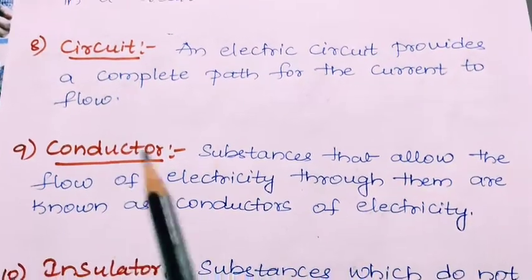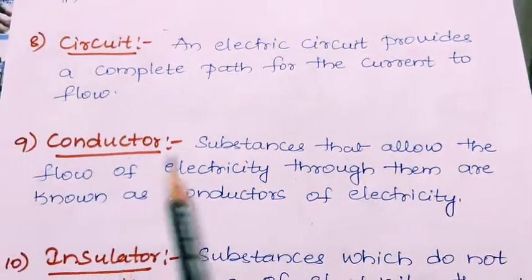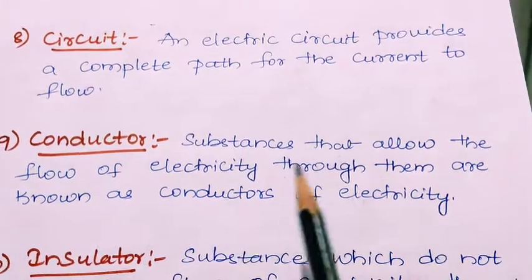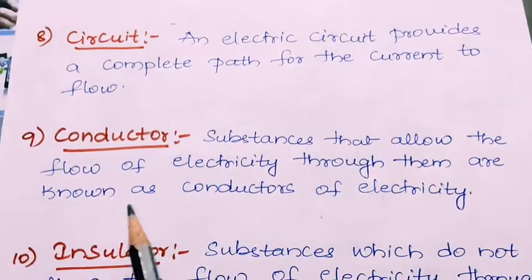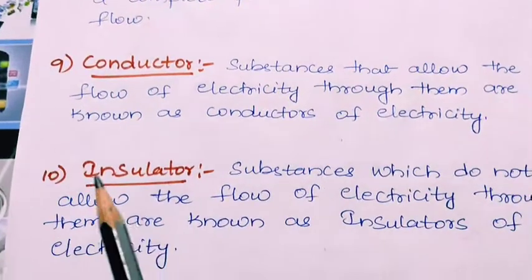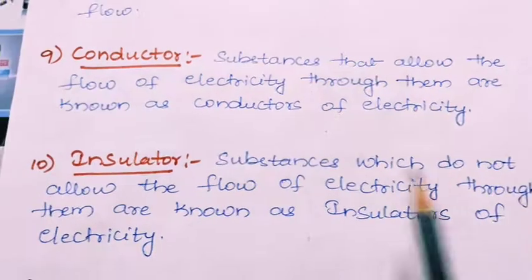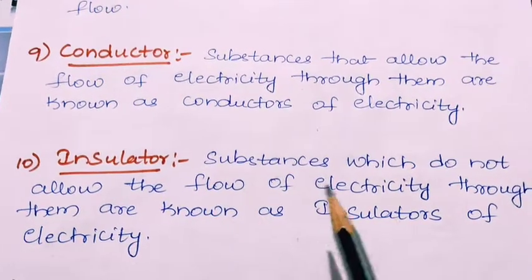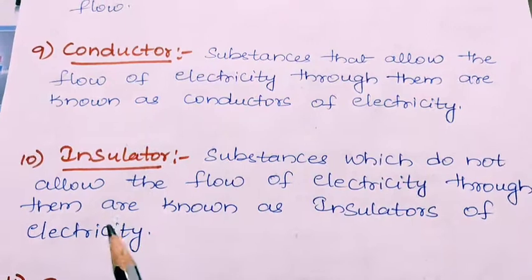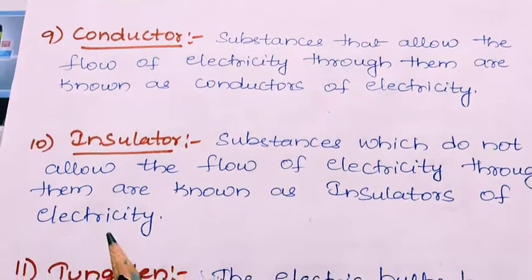Next, conductor. Substances that allow the flow of electricity through them are known as conductors of electricity. Next, insulator. Substances which do not allow the flow of electricity through them are known as insulators of electricity.